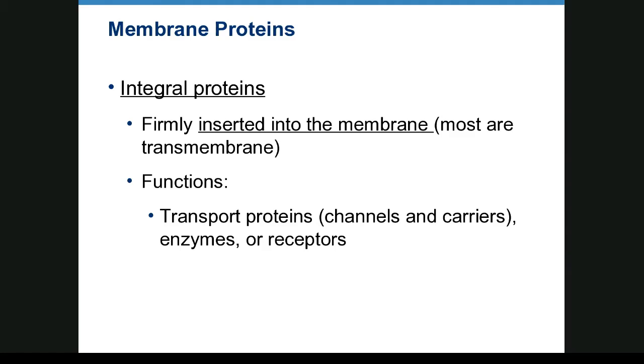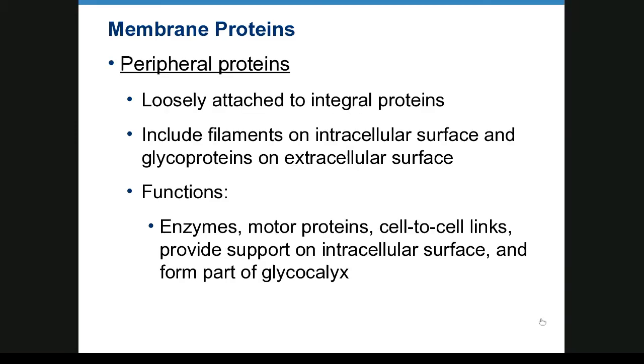There are a lot of proteins in the cell membrane. Integral proteins are inserted into the membrane, and some go all the way through the membrane. We call that transmembrane. They function as ports or channels or enzymes or receptors. And then we have peripheral proteins, which are just on the periphery, the outside. They may be enzymes, motor molecules, links from one cell to the other.